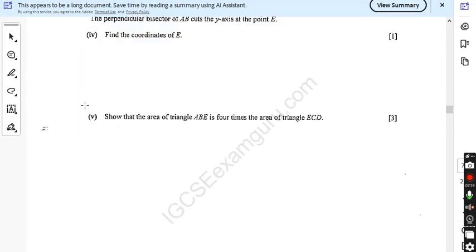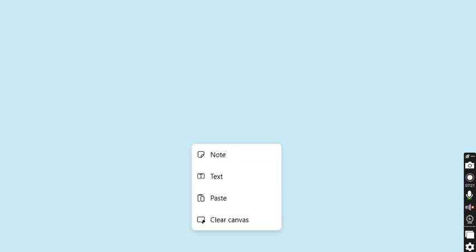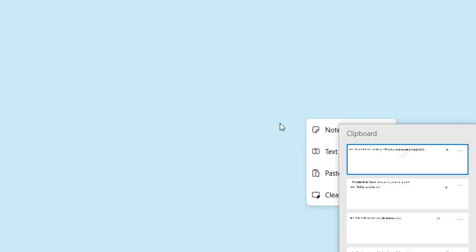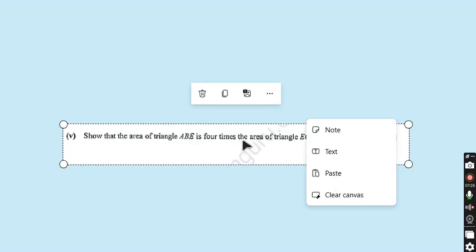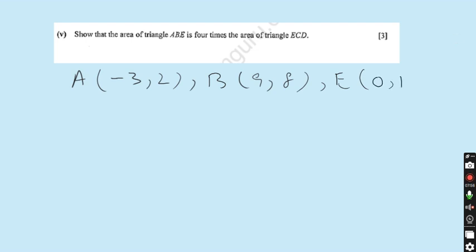The next part is: show that the area of triangle ABE is 4 times the area of triangle ECD. So first we have to write the coordinates of A, which is (-3, 2), coordinates of B, which is (9, 8), coordinates of E, which is (0, 11).